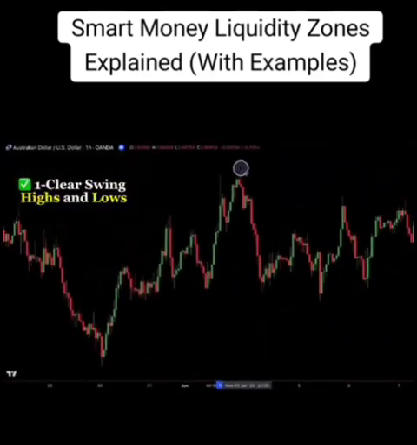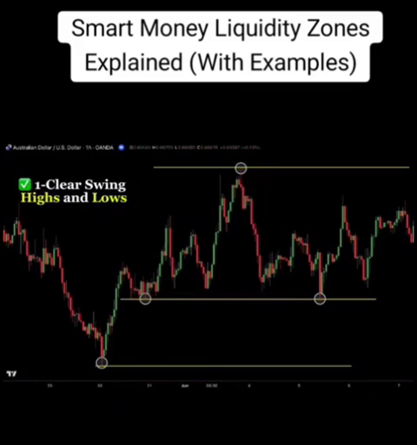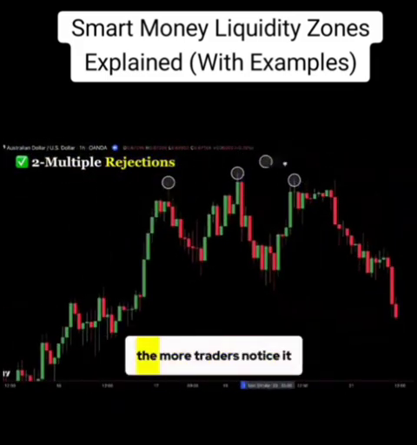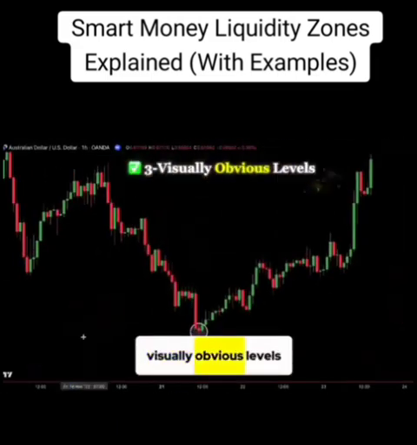Clear swing highs and lows. Look for recent extreme points, the most obvious highs and lows before a reversal. These zones attract orders and often act as liquidity magnets. Multiple rejections. The more times price rejects a level, the more traders notice it and the more liquidity gathers just beyond it. Visually obvious levels.